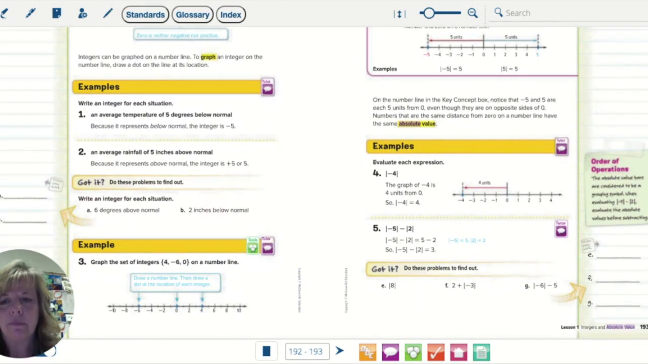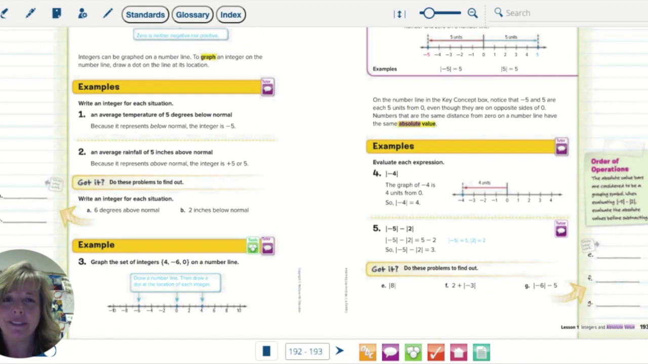Second example. The average rainfall of 5 inches above normal. So I want you to go back to the number line and think from 0, where would I be above normal? We'd go to the right in the positive, so our answer would be +5. Now notice that you can write +5 with a plus in front of it or without. Both of those mean +5.